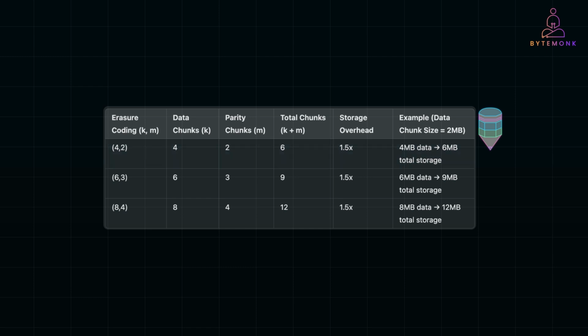Each parity chunk is the same size as a data chunk in most cases. So, if each data chunk is 2 MB, then each parity chunk is also 2 MB, making the total storage 6 MB for the 4 MB file. Parity chunks store mathematical relationships between data chunks, allowing lost data to be reconstructed. And the most commonly used technique is Reed-Solomon erasure coding.